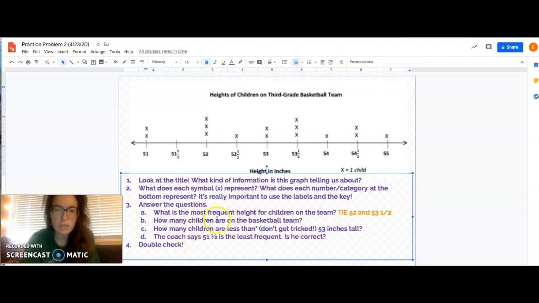How many children are on the basketball team? We had a question just like this in the last problem, so we should be good. Remember, when it's asking how many children are on the basketball team, I know that the X's represent the children, so I need to count all of the X's. 1, 2, 3, 4, 5, 6, 7, 8, 9, 10, 11, 12, 13, 14, 15. Wow, that's a pretty big basketball team.